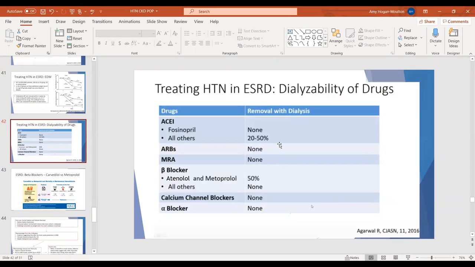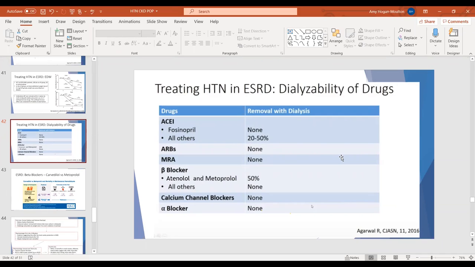But the ACEs are. Fosinopril isn't, and it's again regional who's ordering what. We have some fosinopril in some of our patients, but it is not that common. The insurance companies have gotten involved. And so most of the patients, if they're on an ACE, it's usually a lisinopril. And of those, 20 to 50% are dialyzed out from dialysis.